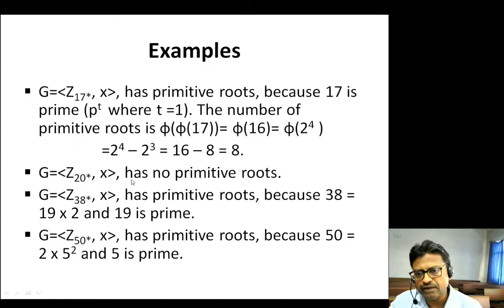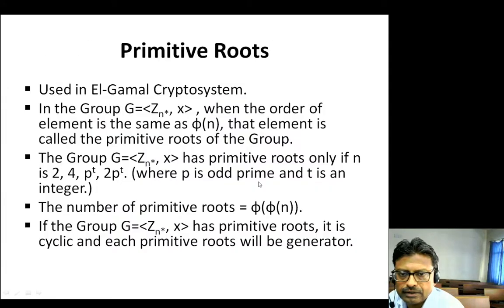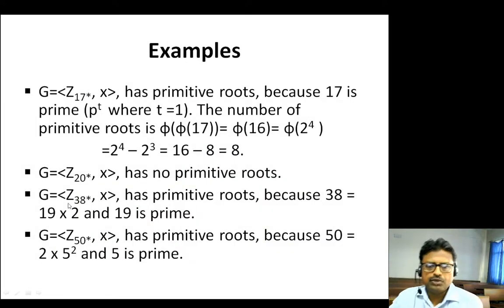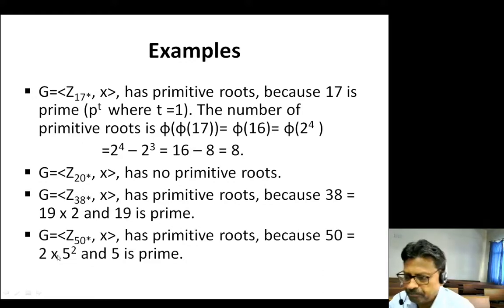Z20 star will have no primitive roots. Why? Because it is not satisfying the condition. It is not 2, it is not 4, it is not p to the power t. Similarly, Z38 star has primitive roots because φ of 38 is 19, and 19 is a prime number, so it has primitive roots. And Z50 also has primitive roots because it can be represented in the form 2 into p to the power t.